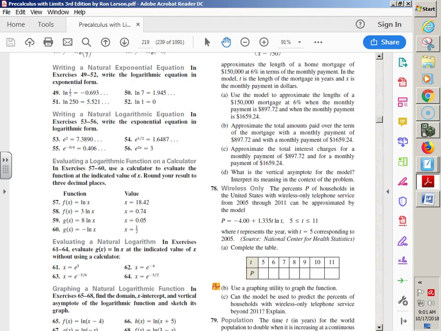All right, guys, notes open. Section 3.3.